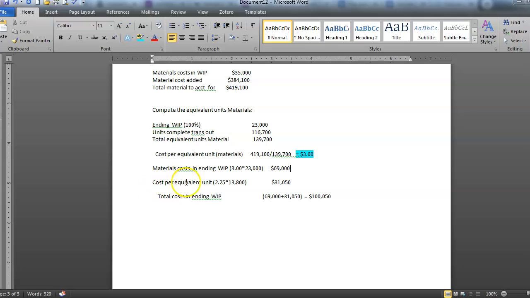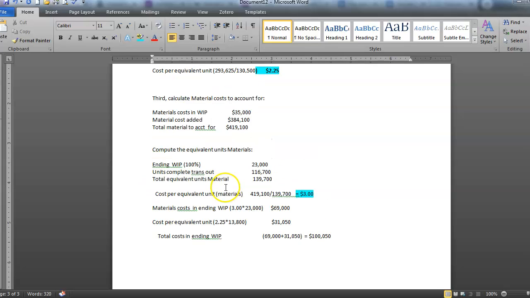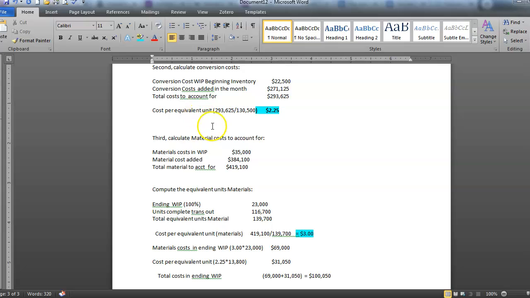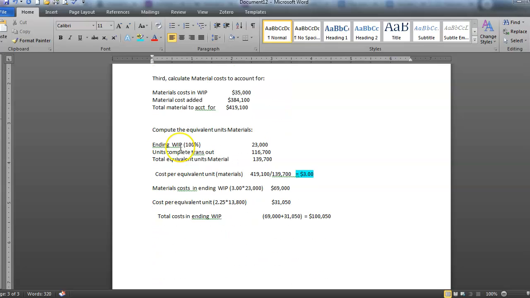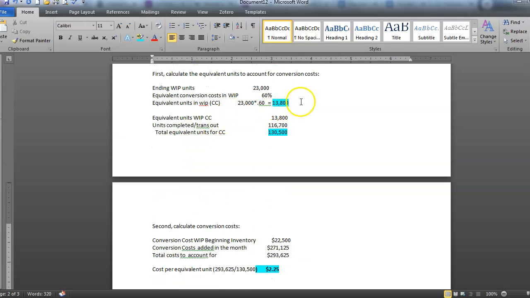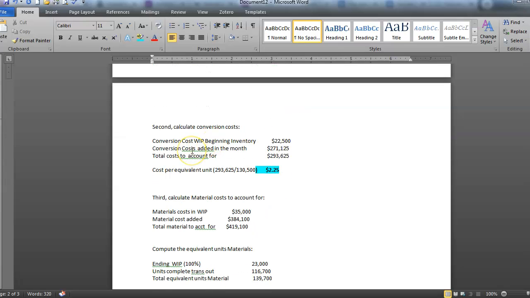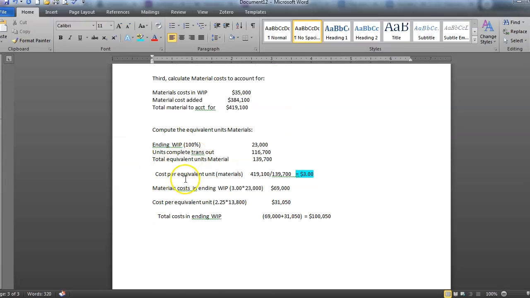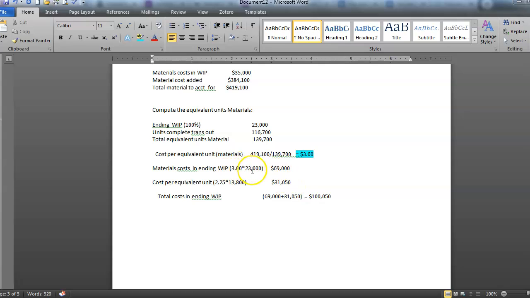Then we're going to take our cost per equivalent unit for conversion costs, which is the $2.25, and multiply that by our equivalent units for conversion costs, which we calculated to be 13,800 right here. So taking that information, we say $3 times our ending inventory gives us 69,000. Our cost per equivalent unit, $2.25, times our equivalent units of conversion cost of 13,800, gives us 31,050. Adding the two together, we come to $100,050.